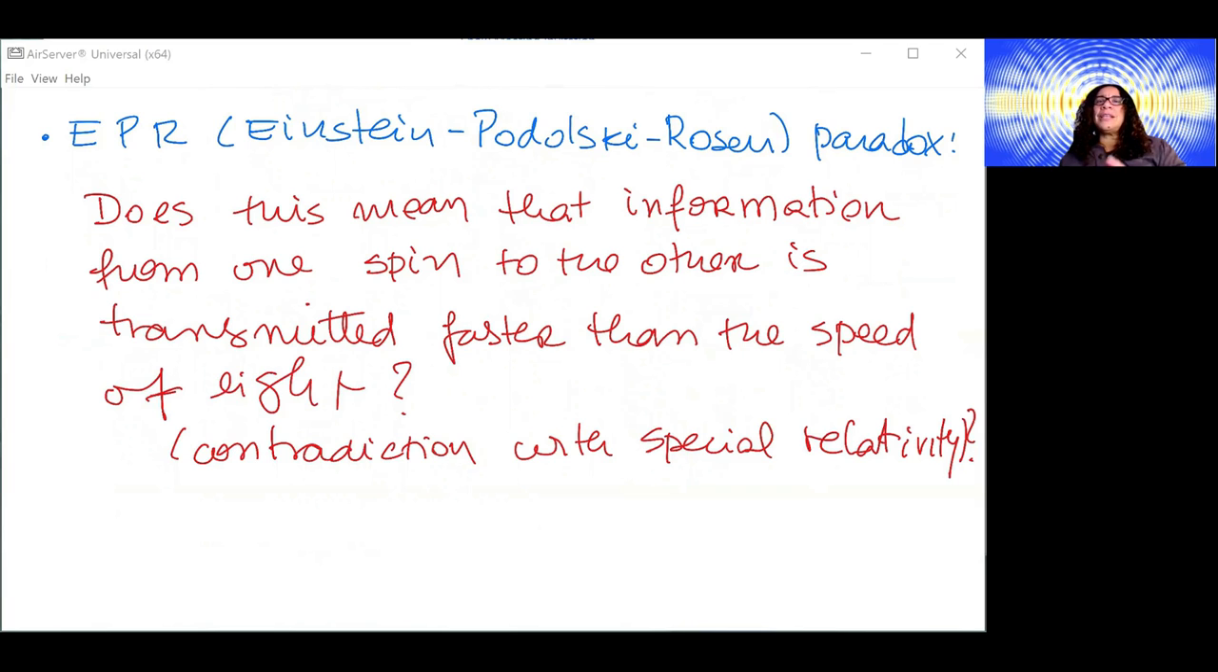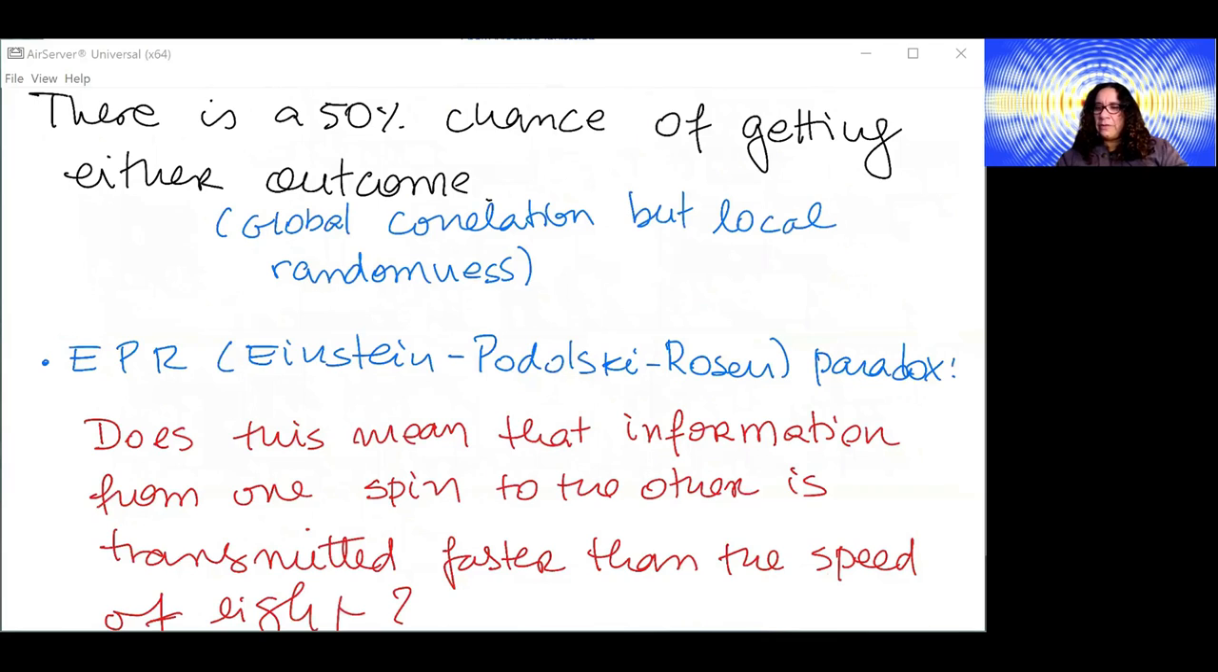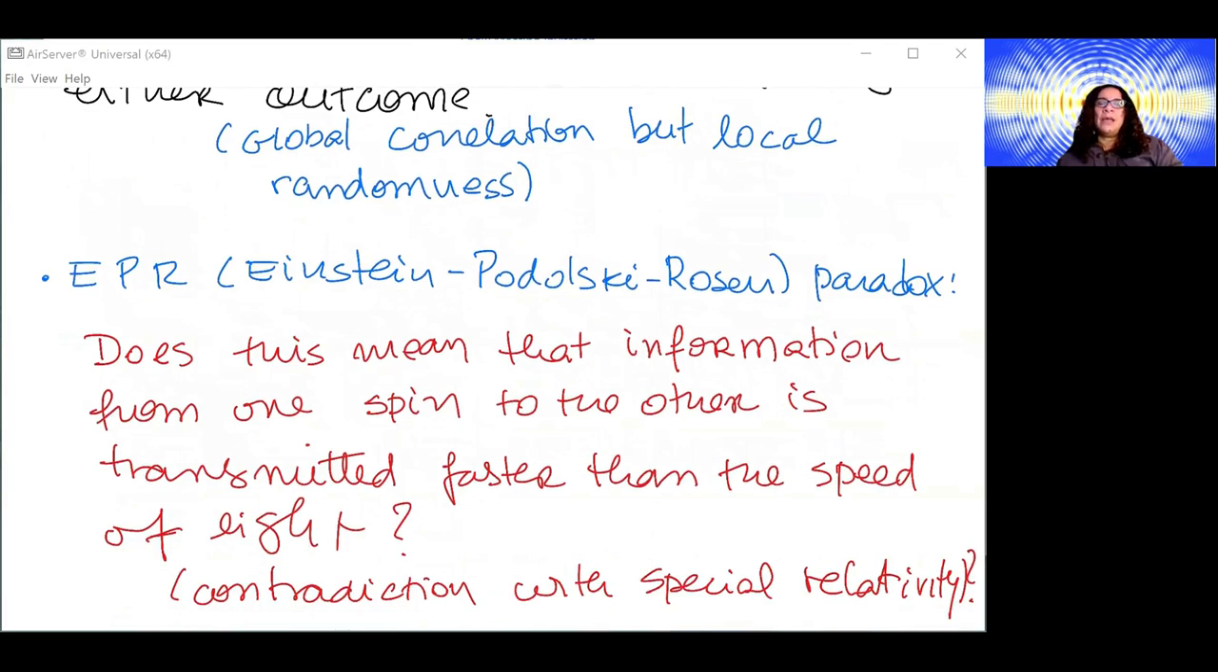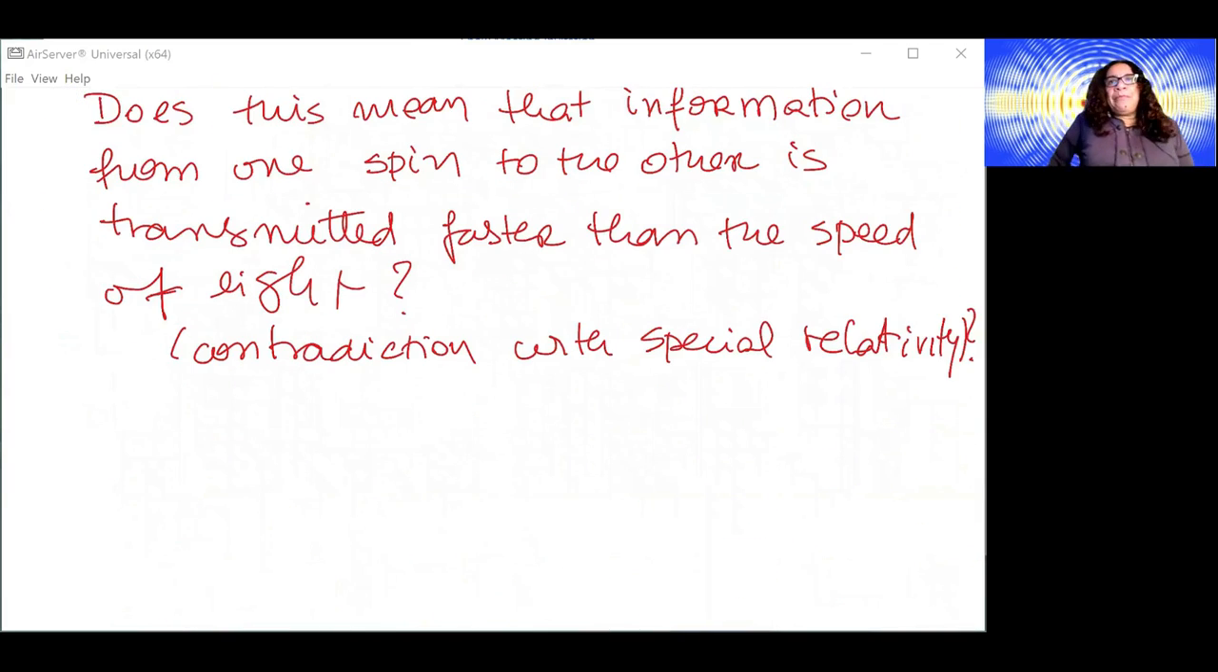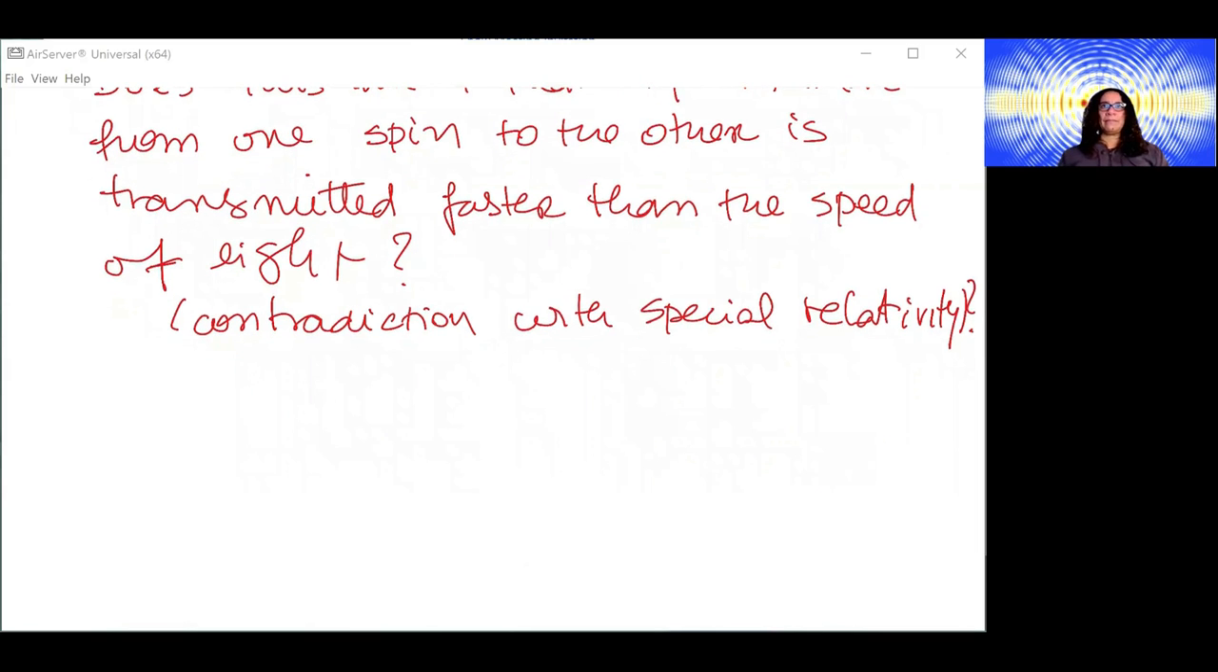Now, this is tricky, right? And that's what we call global correlation, because you can see that one spin is affecting the other, but there's some local randomness because there's a 50-50 chance of getting either result, up or down. So what would a person do to resolve this? Well, we need somehow to get rid of the information from system A. So what can we do? How would we resolve this?